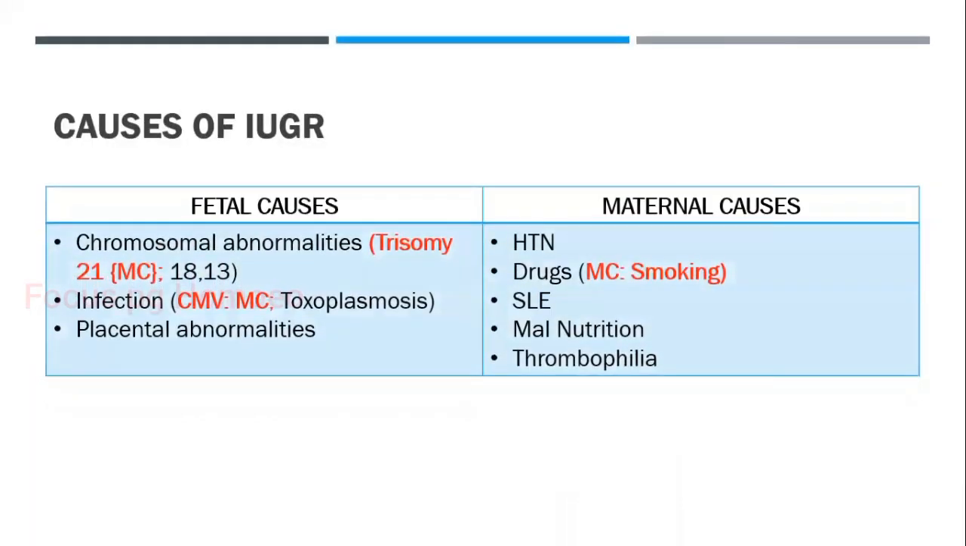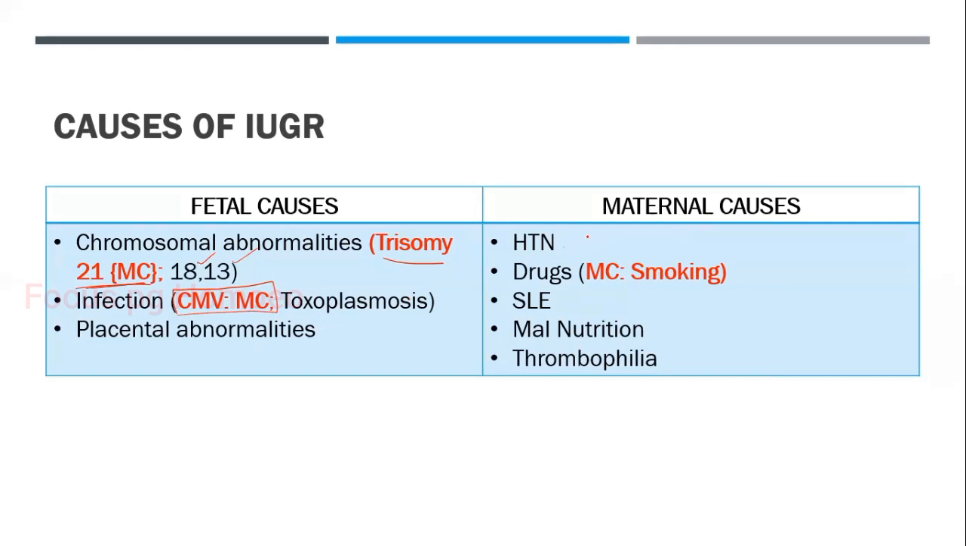Causes of IUGR: the fetal causes are chromosomal abnormalities, and the most common chromosomal abnormality for IUGR is trisomy 21, followed by 18 and 13. Infection is one of the fetal causes. The most common infection which leads to IUGR is CMV, cytomegalovirus infection, and toxoplasmosis also, and placental abnormalities.